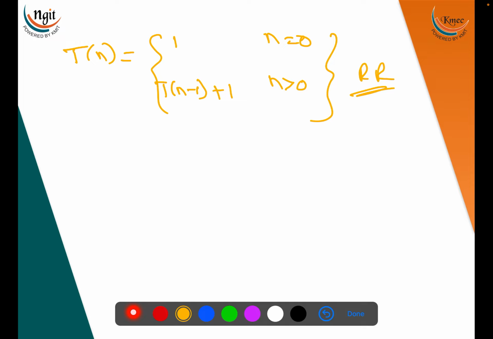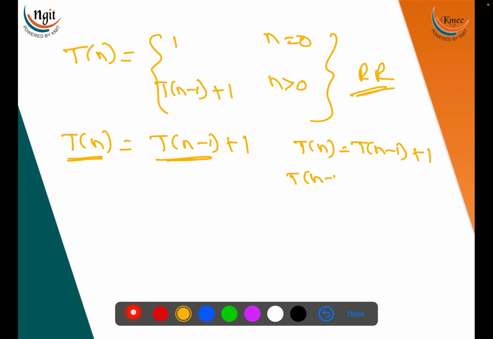Now we'll use the back substitution method to solve the recurrence relation. The recurrence relation is T of n equals T of n minus 1 plus 1. If you know the T of n minus 1 value, only then will we know the T of n value. Using back substitution, find out what T of n minus 1 is. In the substitution method, wherever you find n, substitute n minus 1. That means T of n minus 1 is T of n minus 2 plus 1, plus 1.